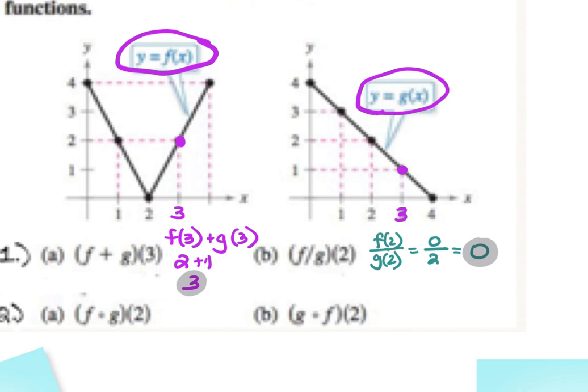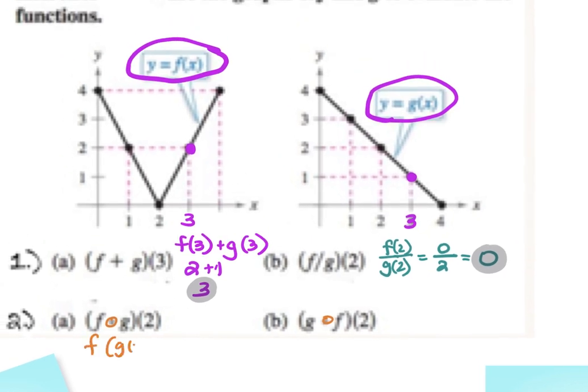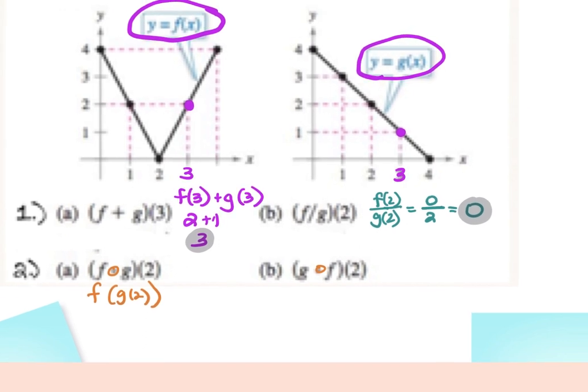Now we do the combination. So these are open dots. They're hard to read, but they're open dots. And this means find g of 2, and then take that answer and use it to find f of it. So what's g of 2? G's on the right. 2. What's f of 2? 0. So I first find g of 2, and then I replace that with it, and then I find f of that, which is just 0.